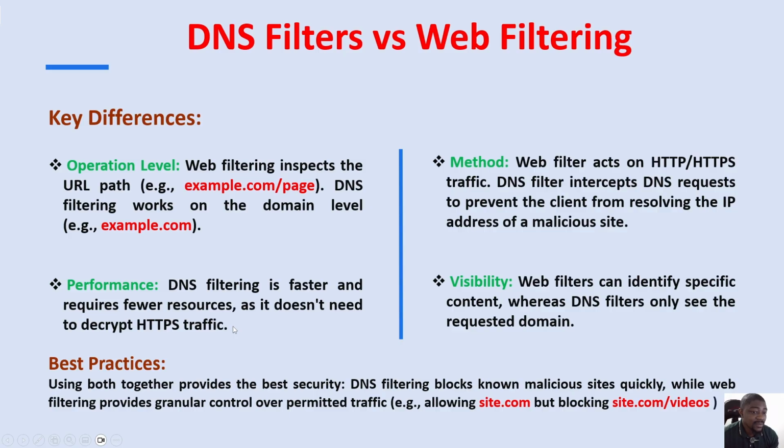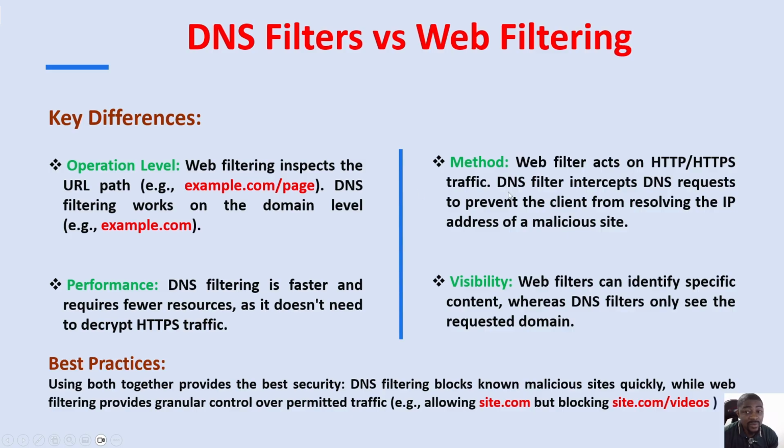The second point is performance. DNS filtering is faster than web content filtering, because as it is limited only to the DNS, it will not consume a lot of resources to block or apply the action that you decide on a specific content. So DNS filtering will be much faster.